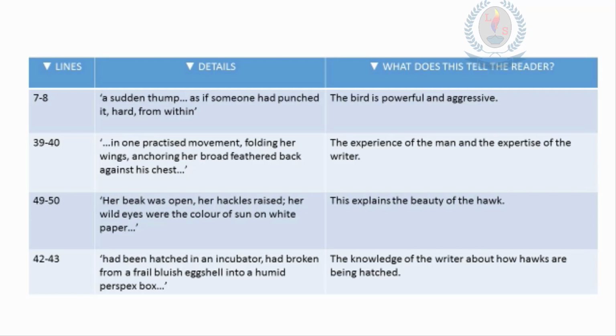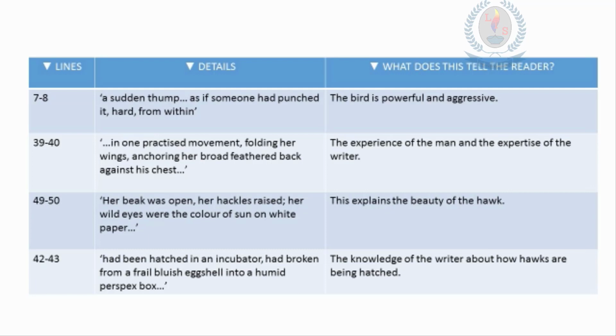Lines 39 to 40. In one practiced movement, folding her wings, anchoring her broad feathered back against his chest. This tells the reader about the experience of the man and the expertise of the writer. Lines 49 to 50. Her beak was open, her hackles raised. Her wild eyes were the color of sun on white paper. This explains the beauty of the hawk.